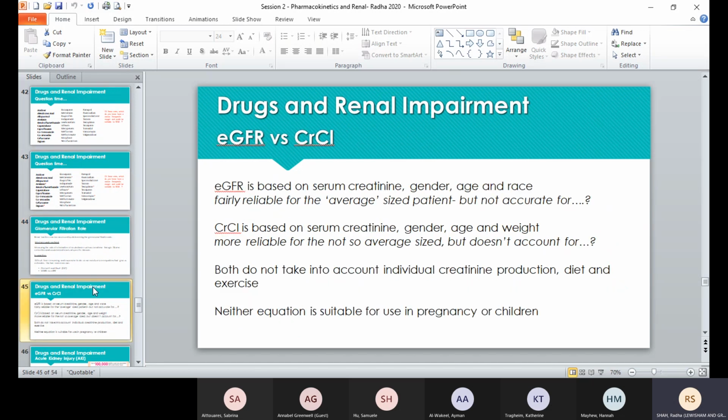So eGFR is based on serum creatinine, gender, age, and race. It's fairly reliable for the average size patient, but it's not really ideal. I prefer the creatinine clearance, which is based on serum creatinine, gender, age, and weight. More reliable for not so average size patients, but still both of them aren't very good if it's taken into account individual creatinine production, diet, and exercise. And neither of these equations are very good or suitable for children or women who are pregnant.